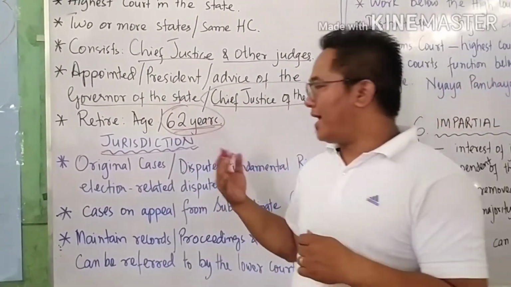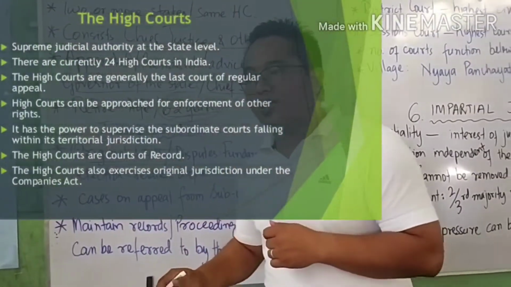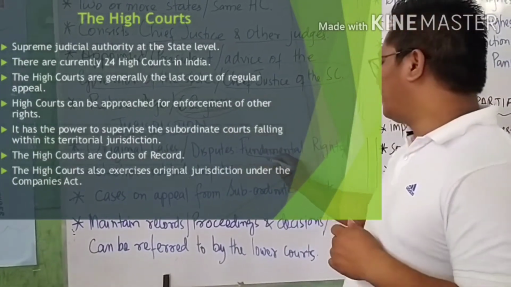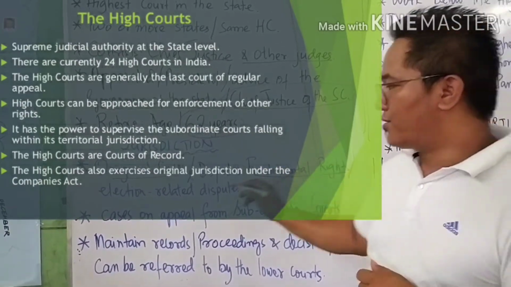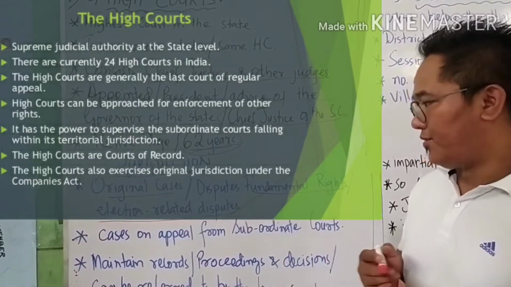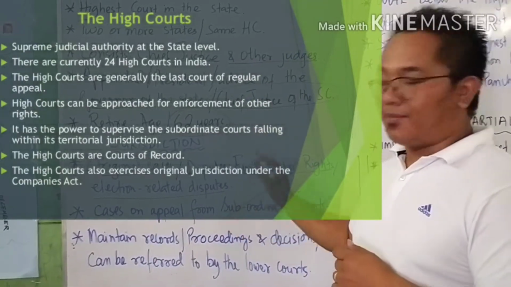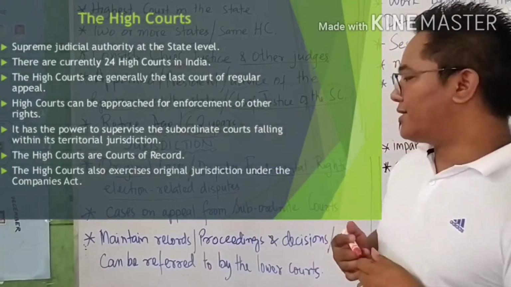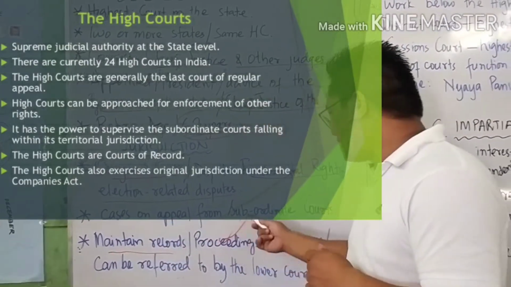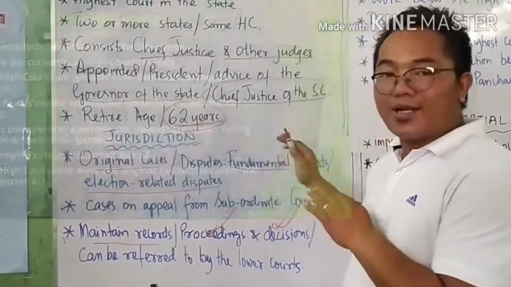The High Court hears original cases. At the same time, it also deals with disputes concerning violation of certain fundamental rights, and it also deals with cases relating to election-related disputes. The High Court also hears cases on appeal from the Subordinate Courts. At the same time, the High Court maintains proper records of its proceedings and decisions so that the lower courts can refer to them in similar cases.